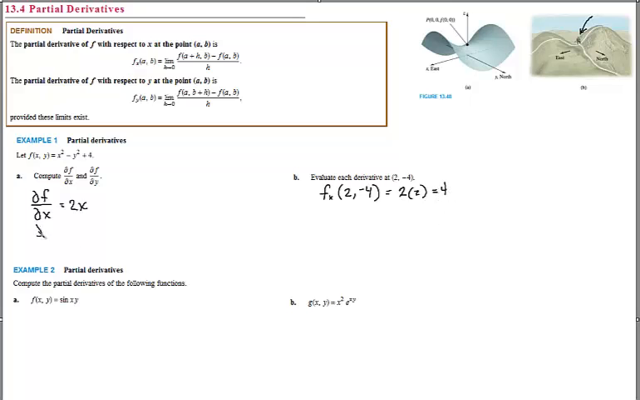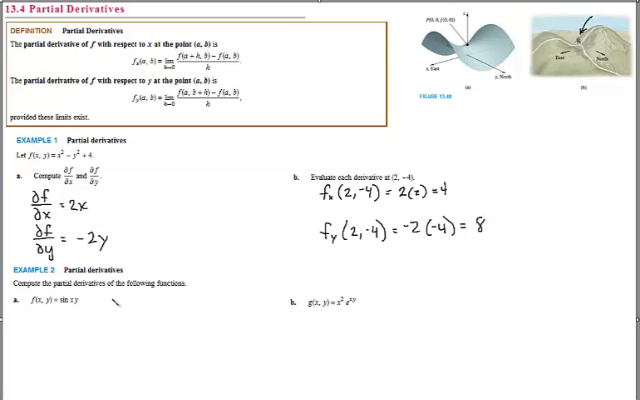Now I need the partial derivative of f with respect to y. This would be -2y. The x squared and the 4 are held constant. Now evaluated at the point (2, -4), this answer would be -2 times the -4. This answer is then 8.